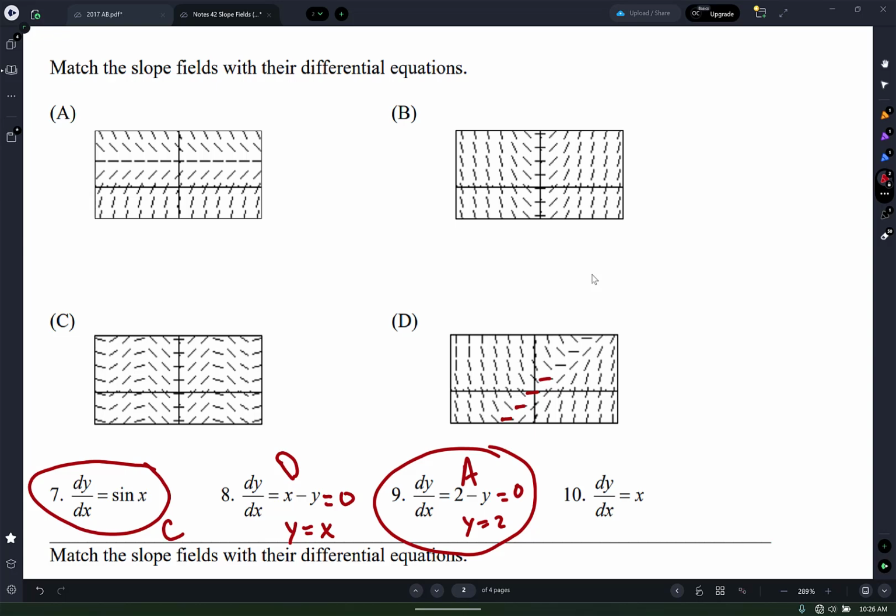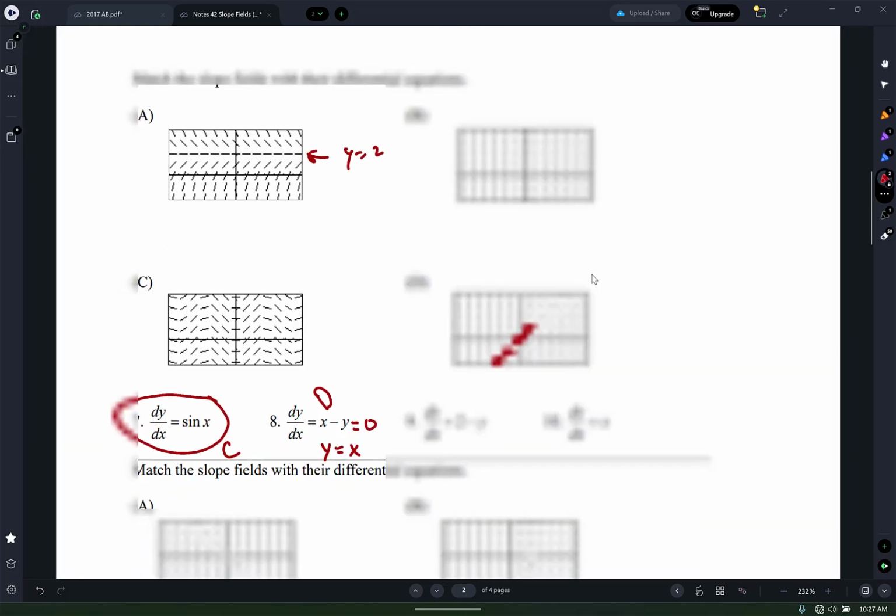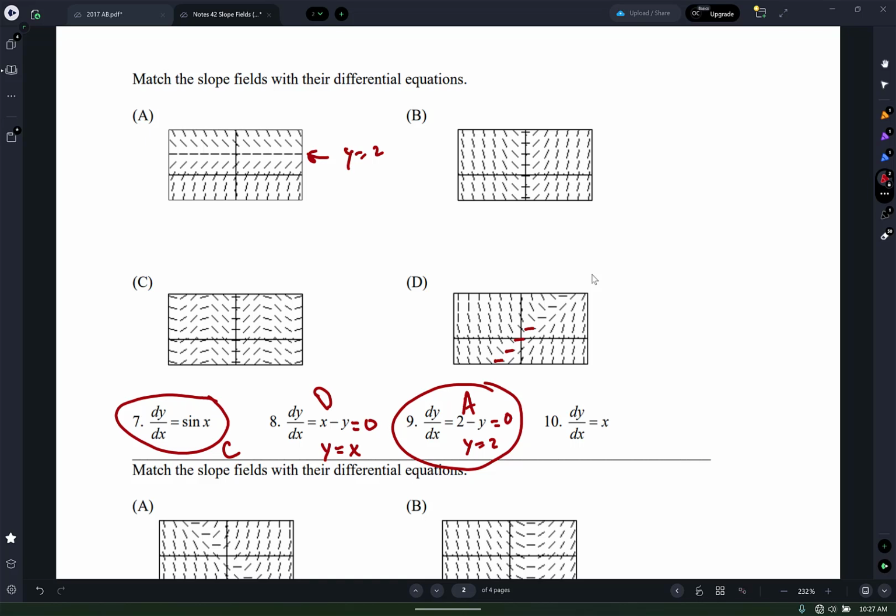Notice that if you're above 2, I have negative slopes. Is that accurate for this? I'll say it again. Notice that if you're above 2, you have negative slopes. Are you shocked? No, because if you're above 2, that means 2 minus 3, 2 minus 4, 2 minus 5, and those are going to be negative numbers. Okay, perfect.